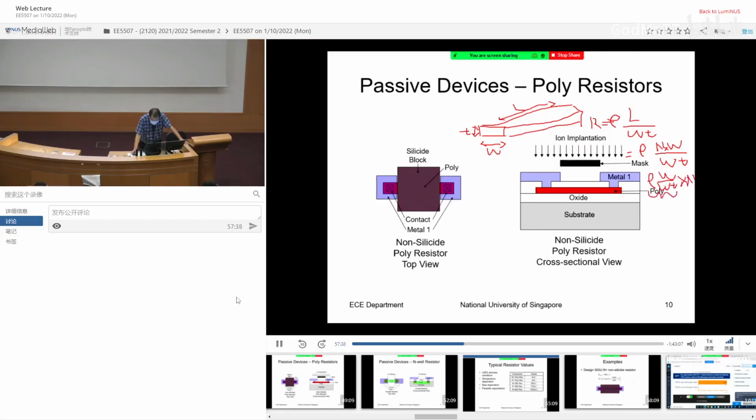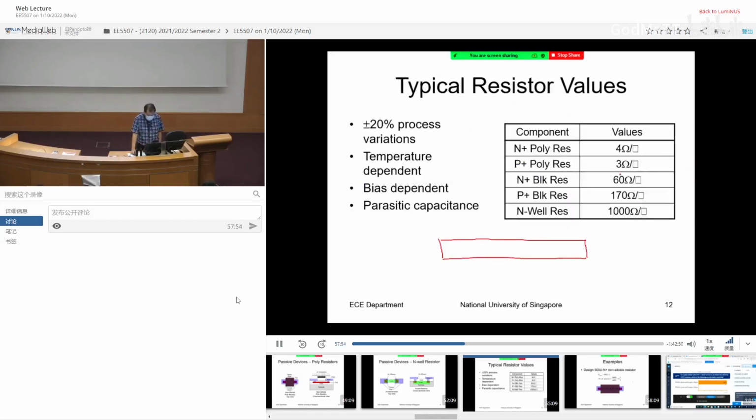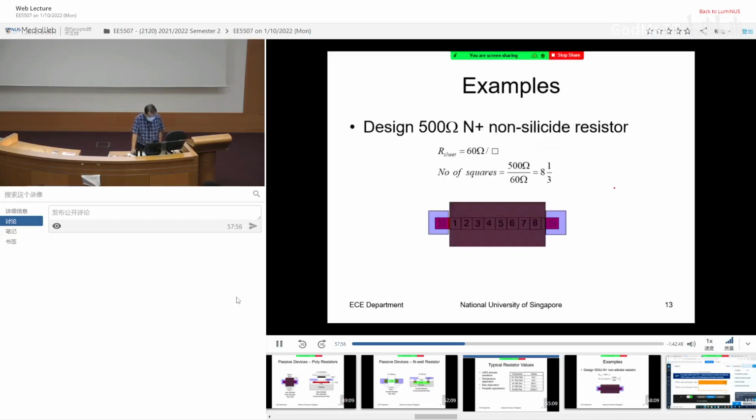So this whole thing, if you work out the unit, it becomes resistance per square. Resistance per square. So how much resistance? It depends on how many squares you want. So that's why the unit is so strange. 4 ohm per square, 3 ohm per square, 60 ohm per square. So here is the example given to you.